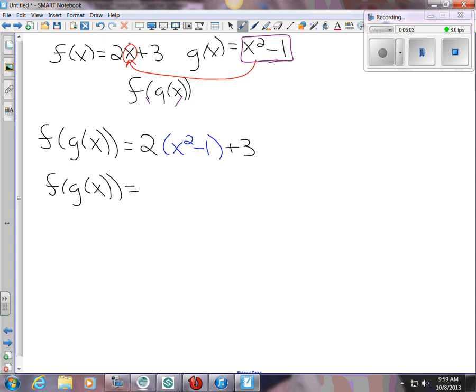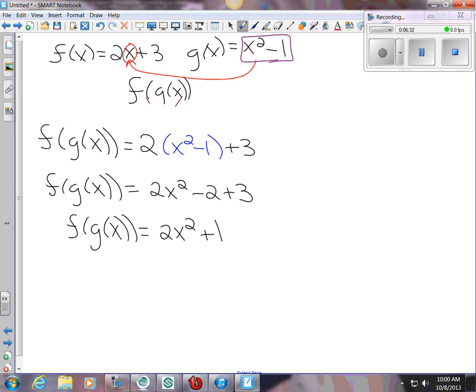Okay, what do I get? Good. Last step. Good. And there's your composition. Notice what I wrote every single time. Do you need to write f of g of x every single time? Will I take points off if you don't? Okay. So please make sure you bring that down with you every time.